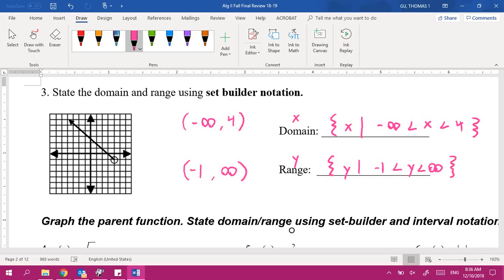So if one of these were a bracket, then we'd be using the less than or equal to sign. But the first time that we did this unit, some people were doing this inside. They were putting like negative 1 less than y greater than. Do not do that. It's always facing the same way, okay?